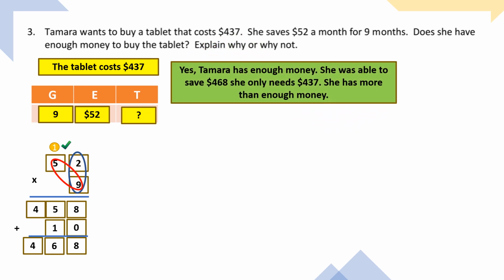So that means that yes, Tamara has enough money. She was able to save $468. She only needs $437. She has more than enough money.